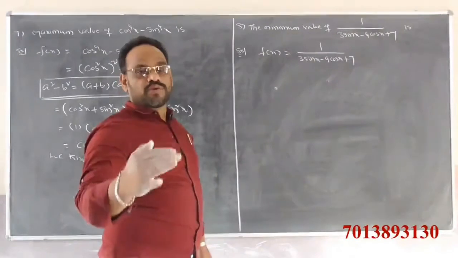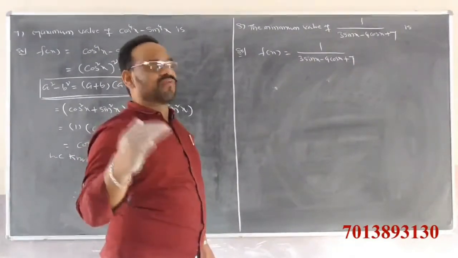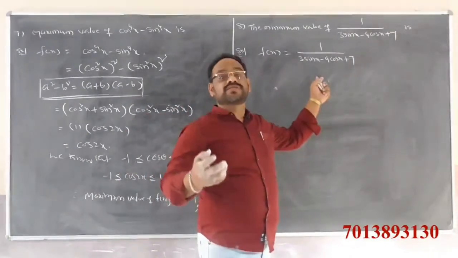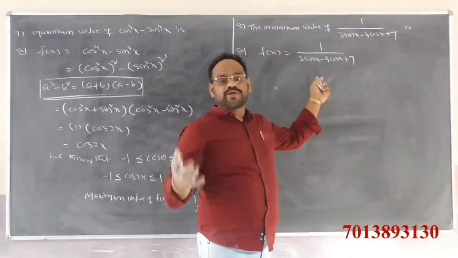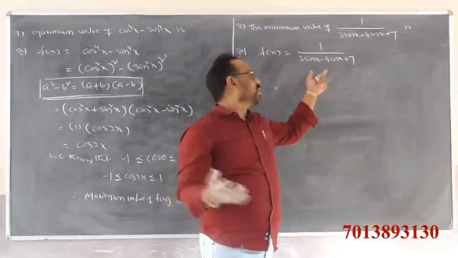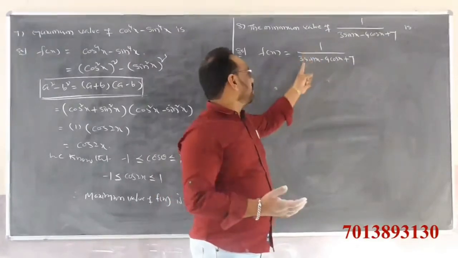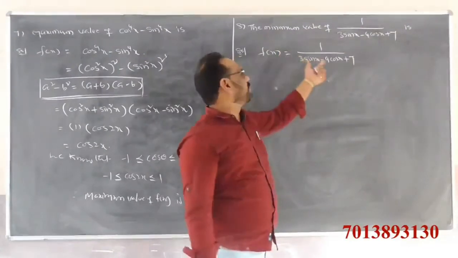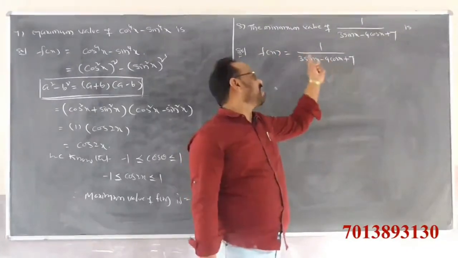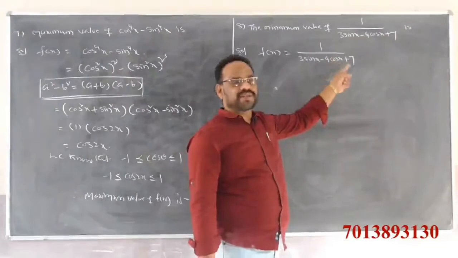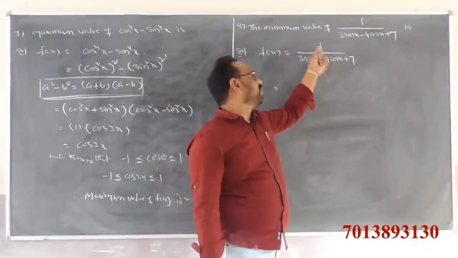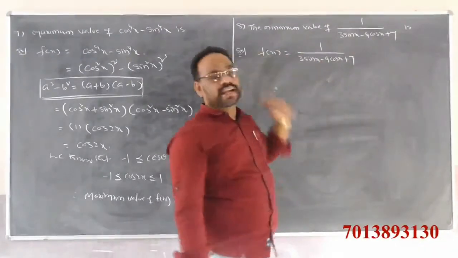Compare 1 by 2 and 1 by 4: 1 by 2 is big compared with 1 by 4. So for 1 by 3 sin x minus 4 cos x plus 7, we want the minimum value, which means we need the maximum value of 3 sin x minus 4 cos x plus 7. One by maximum gives the minimum value.